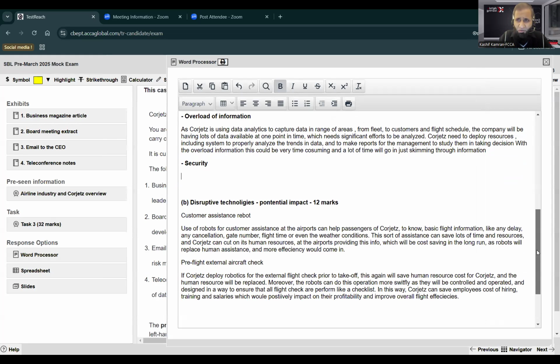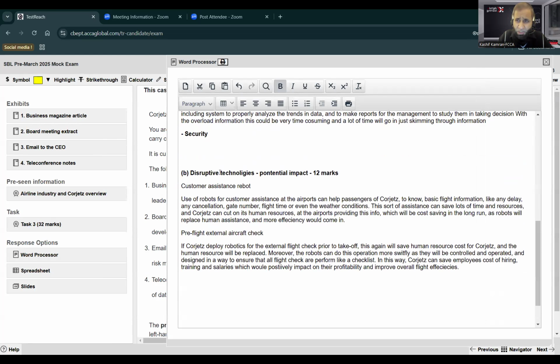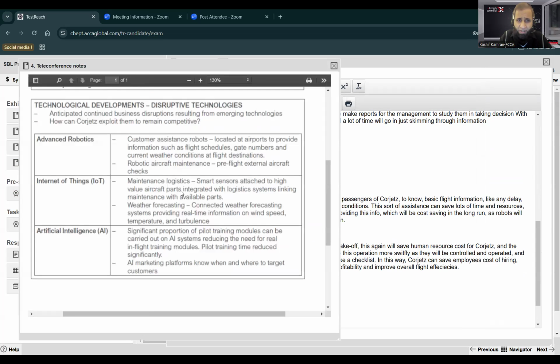Okay, so are you clear with the track of going with this answer? Under disruptive technology, I put customer assistance robot and I put the pre-flight aircraft check. Then you will open up the teleconference notes again. Under the Internet of Things, you have two things: maintenance, logistics, and weather forecasting. And then you have significant proportion of the pilot training. And then you can have AI marketing platforms. So if you can convert each one of them into further points, you will be getting a total of 6 points with headings to make up a 12 marks answer. Is everyone clear with this?